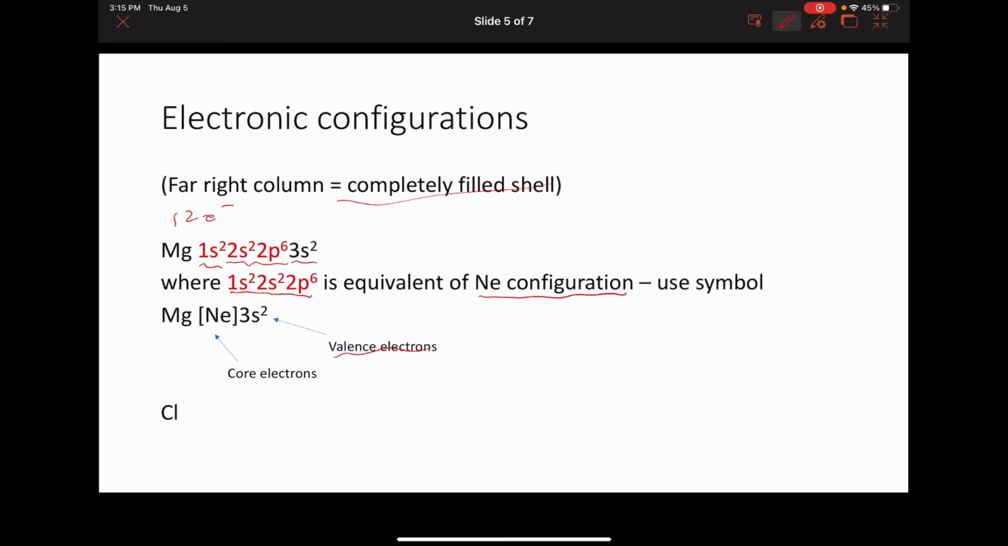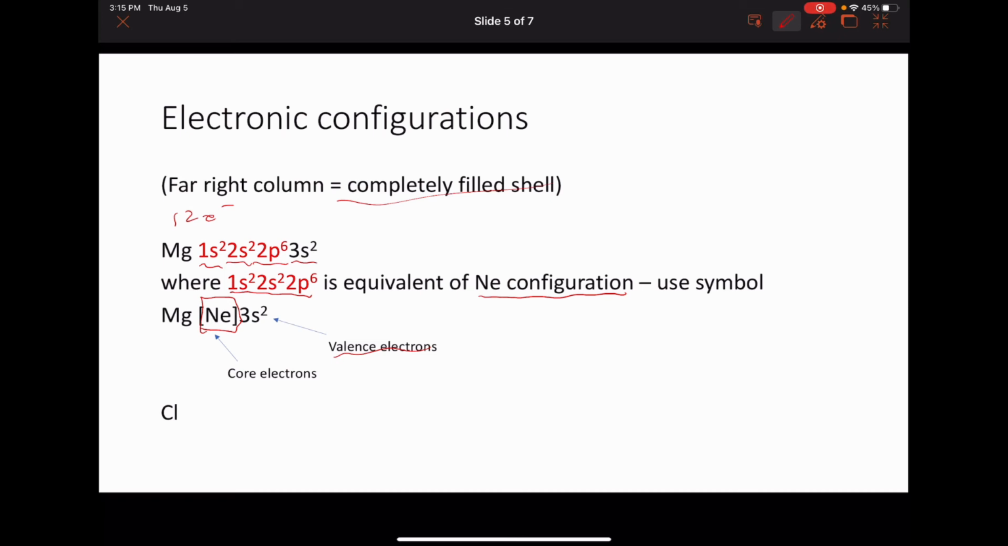So we're going to represent all of the core electrons with this shortcut, which is the symbol of the completely filled shell of the row right above the row that magnesium is in. Okay, and then it has 2 valence electrons, and they are 3s2.